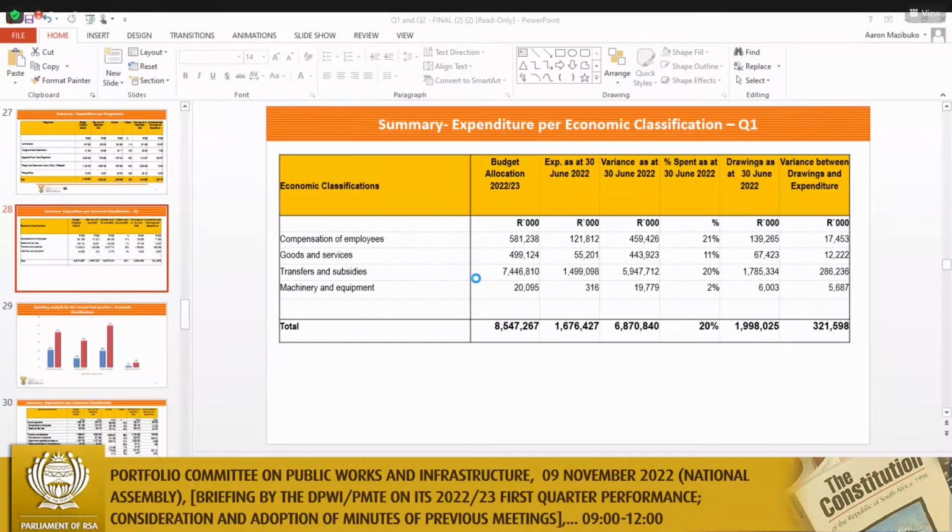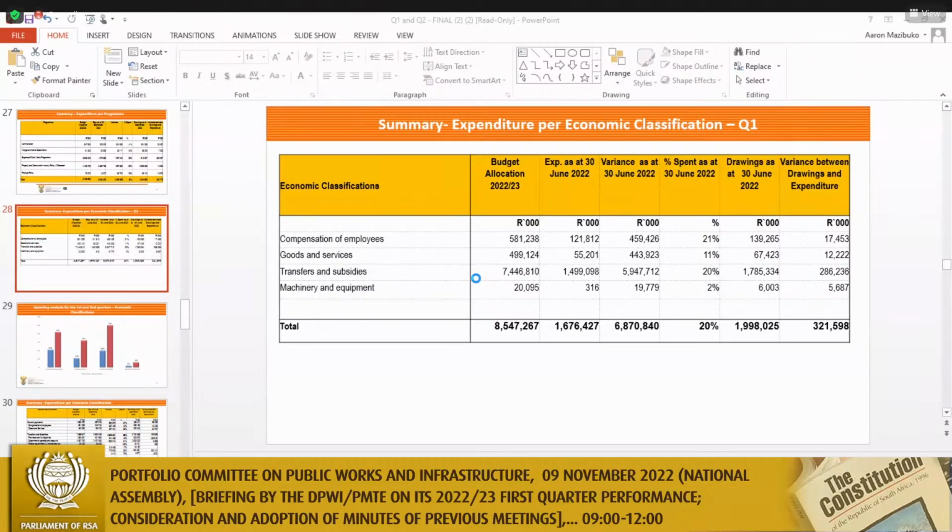I must indicate, Chair, that the presentation also covered the adjustment E&E, which we will not be presenting, just to indicate that during the adjustment, there was a reduction in the budget allocation for the department, and the reduction was around 410 million. But now, because we are limited to the first quarter, I will not be presenting the second quarter, which also includes the AE&E.